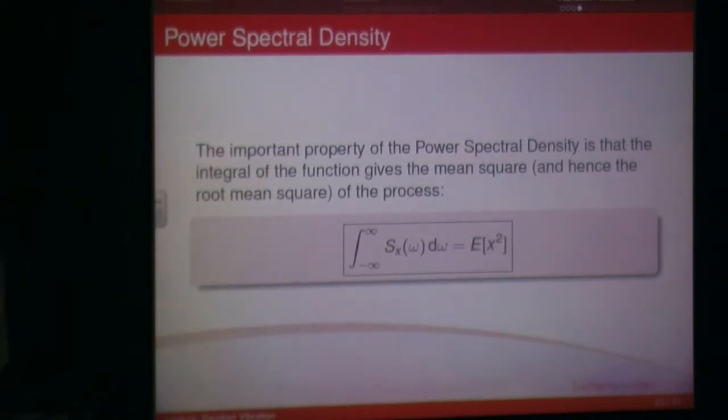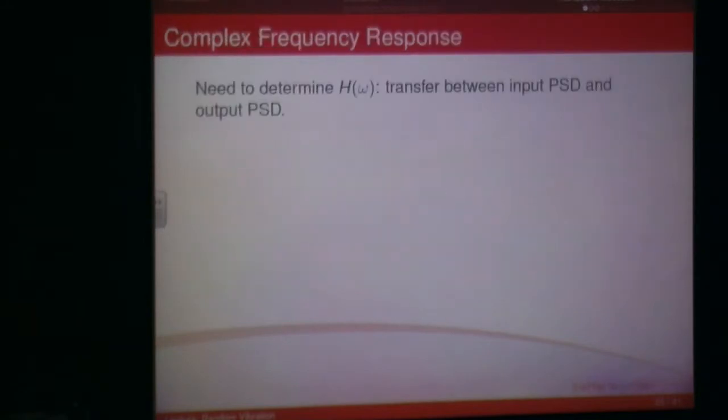Now, how do we convert between the two? Well, we use something called the complex frequency response function, which is H, and that's the transfer function.